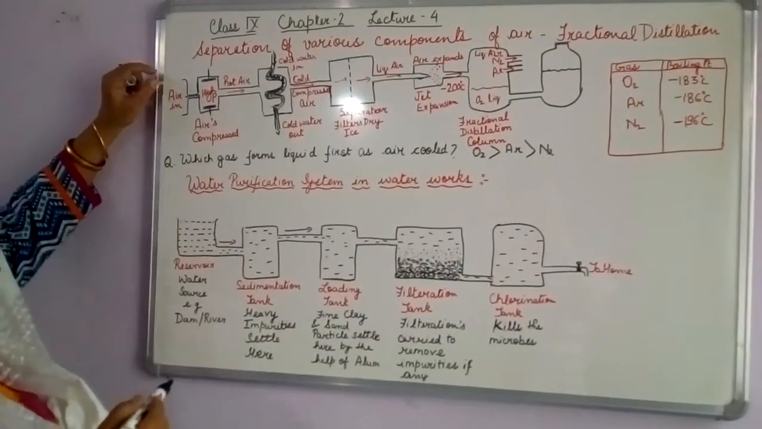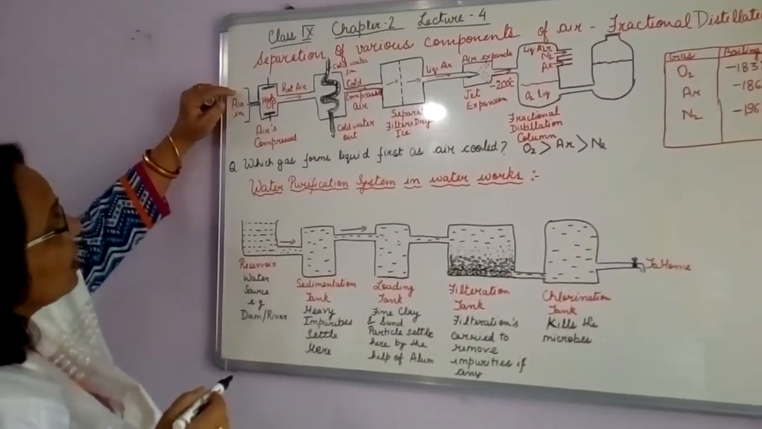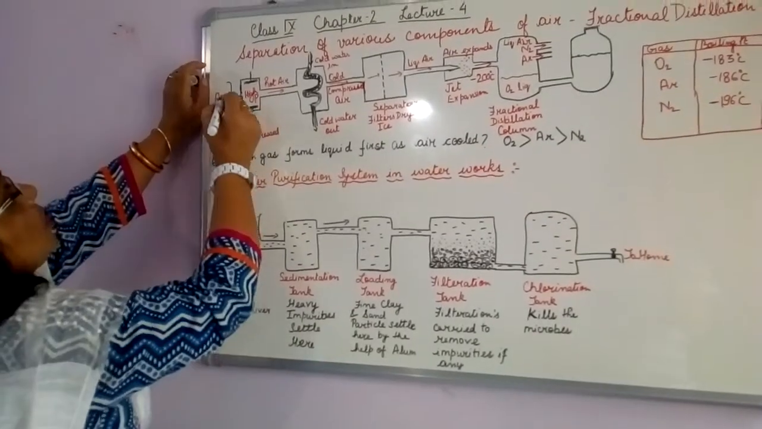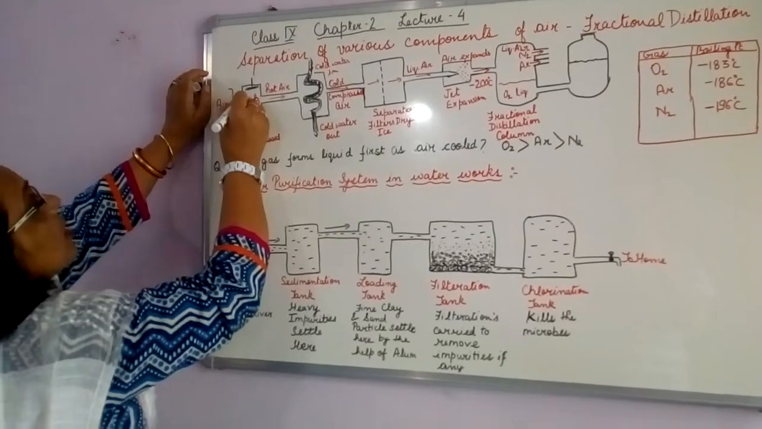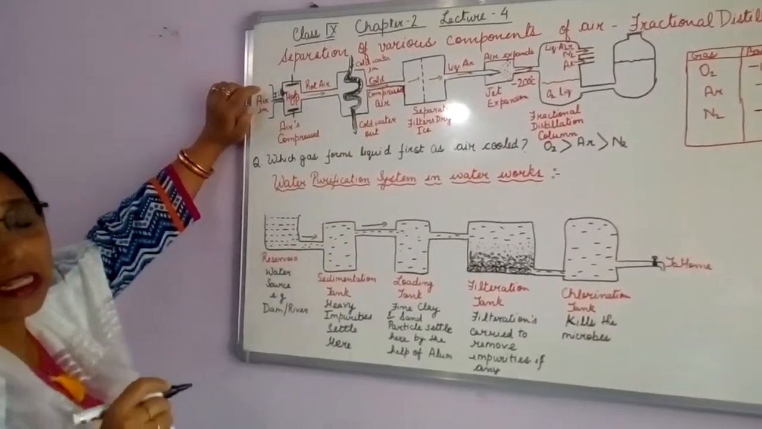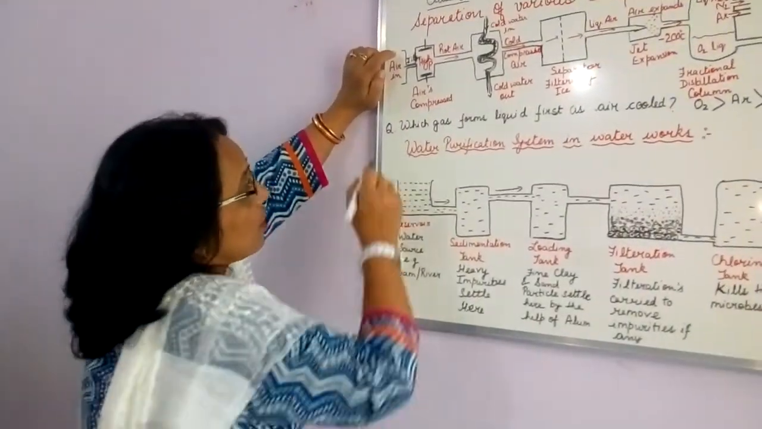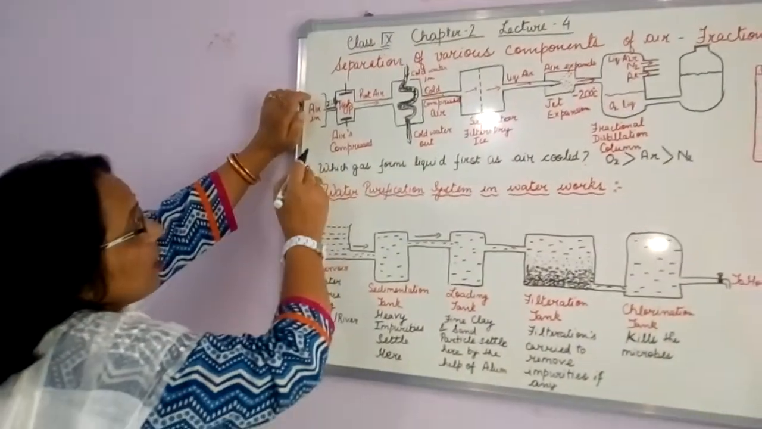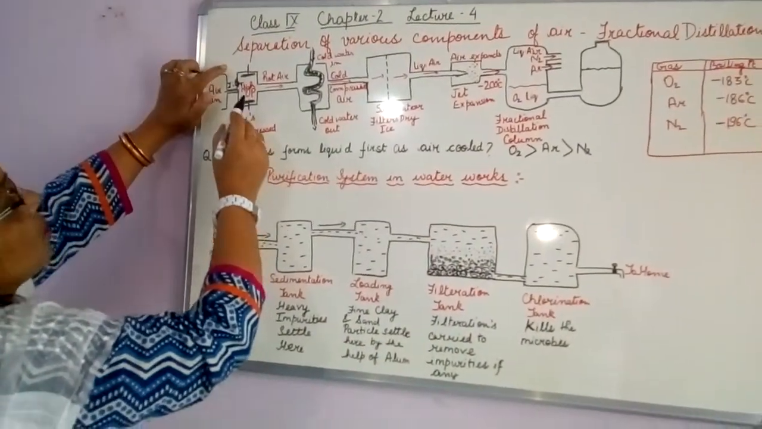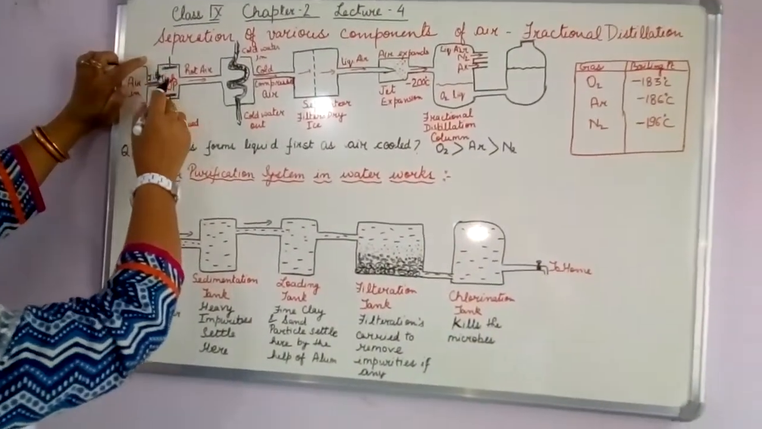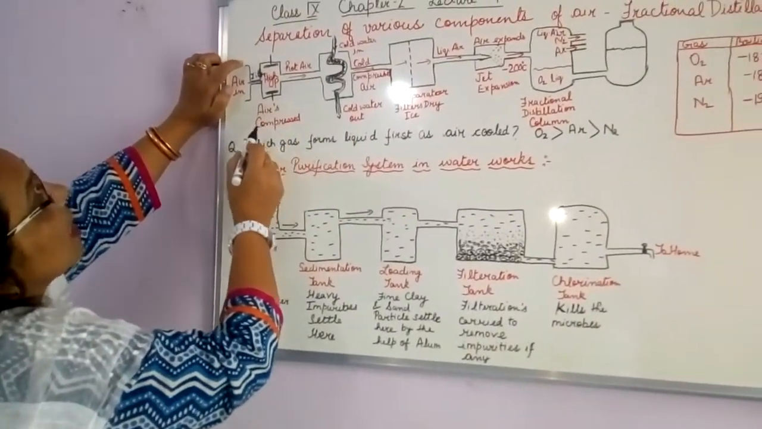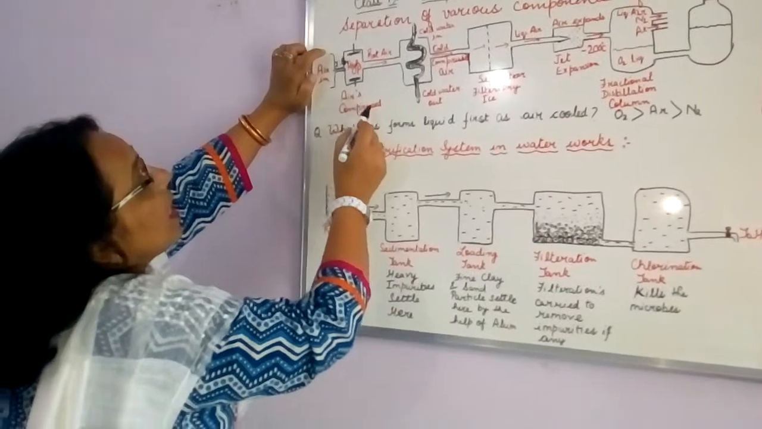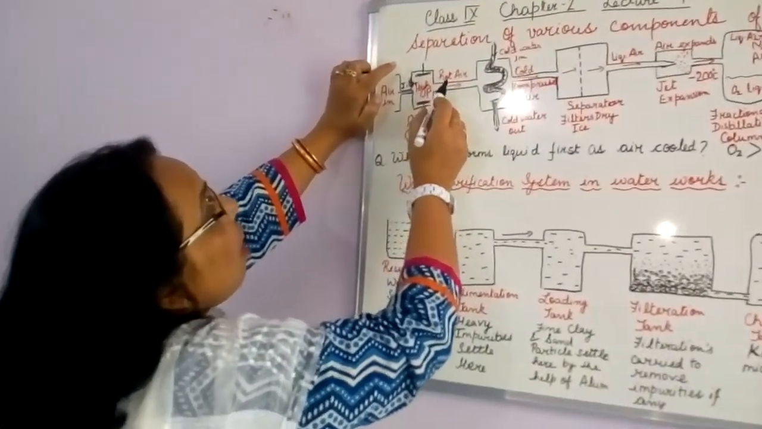First of all, the air is passed through the filter, where the dust particles are separated. First and foremost, the dust particles are separated. It then goes into a chamber where a lot of high pressure is applied on the air, and as a result the air is compressed, and when the air is compressed it becomes hot.